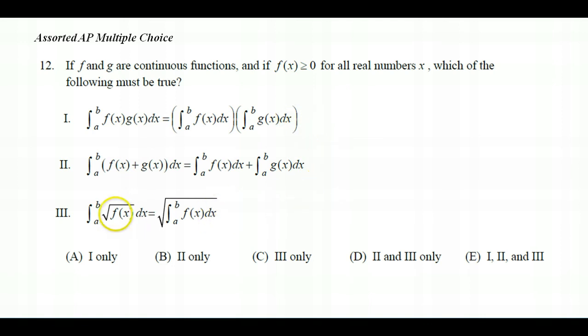So if you're thinking that you've seen a property similar to this, it's true that this square root property and this product property work for limits, but they definitely do not work for definite integrals. So only 2 must be true. The other ones could be true for particular functions, but number 2 must be true no matter what. It is always a property of definite integrals, so the answer here is B.